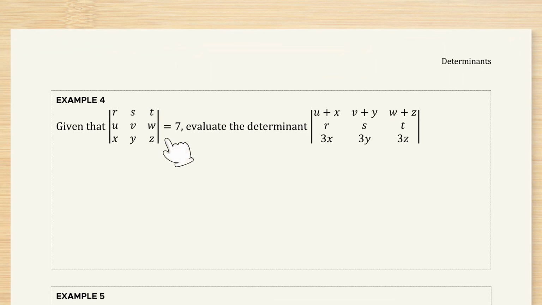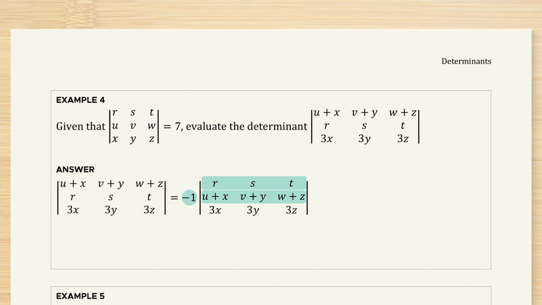Given that the determinant of this matrix is equal to 7, we have to use the properties of determinants to get the determinant of this matrix. We're going to work backwards. We're going to simplify this matrix into the matrix for which we know the determinant. Let's flip rows 1 and 2. We're going to introduce a factor of -1 to the determinant.